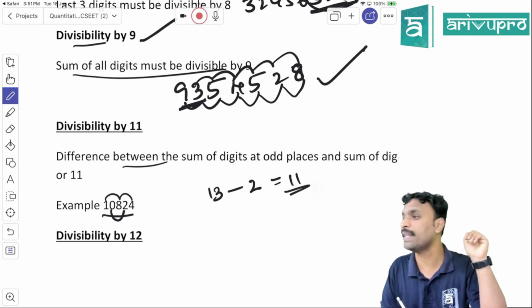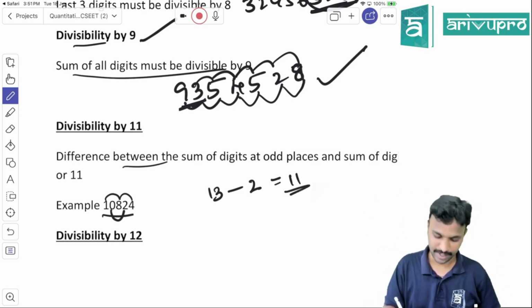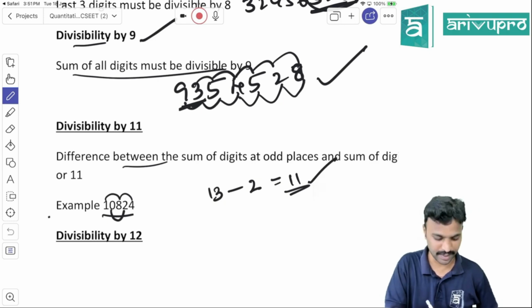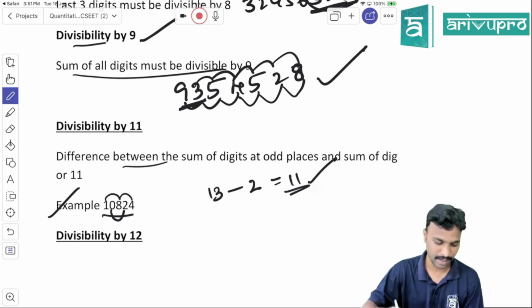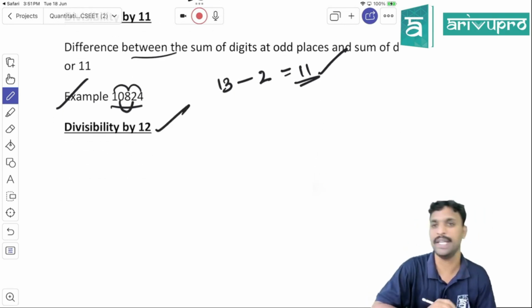So it should be either 0 or 11. So definitely it is 11. So the number is divisible by 11. Clear? Moving on to divisibility by 12.